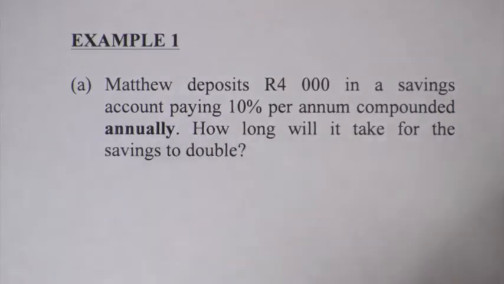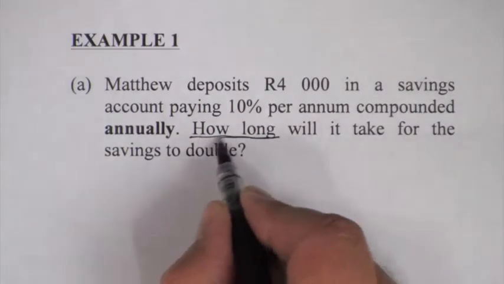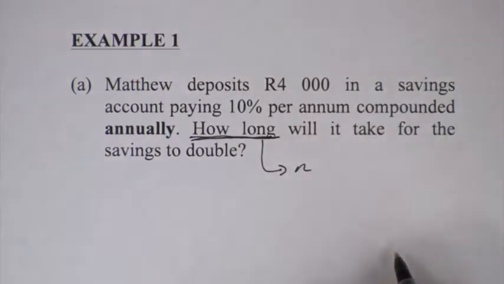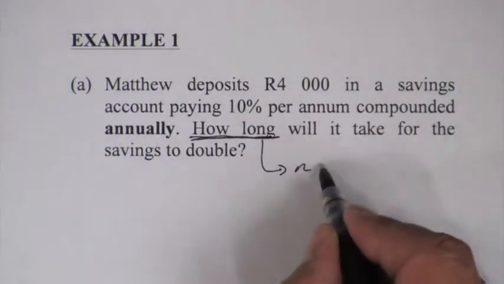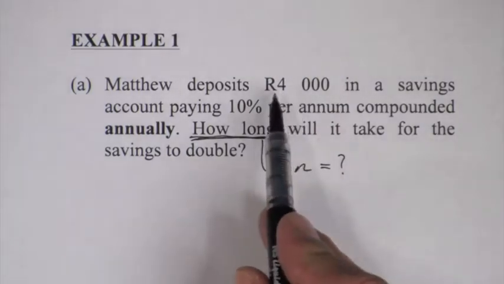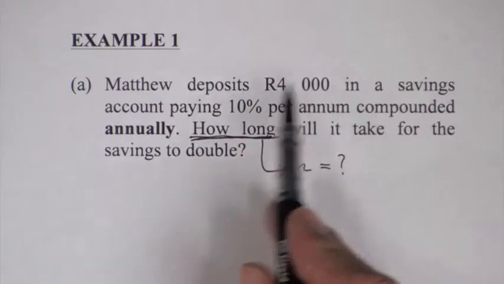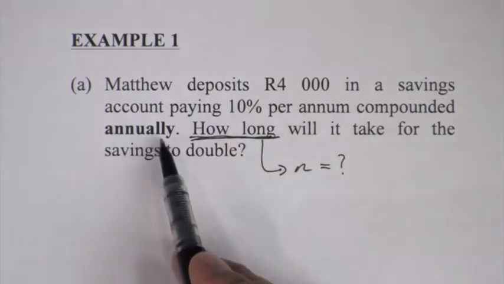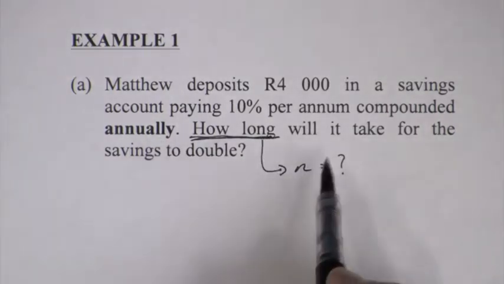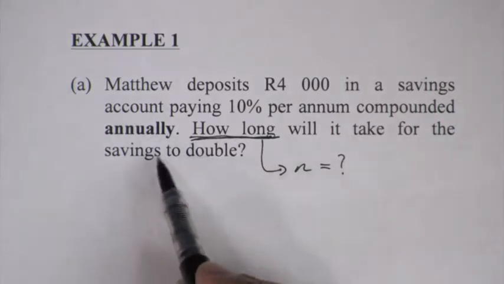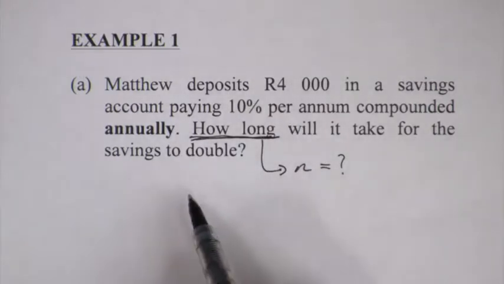How long will it take for the savings to double? And this "how long" must always remind you we are looking for N. How long will it take? We must find N. That is our question. Now, what is given to us? He deposits 4,000 Rand into a savings account. The interest rate is 10%, compounded annually. How long, N is what we are looking for, will it take for the savings to double? Now, to double, what does that mean? The 4,000 Rand will double to 8,000.